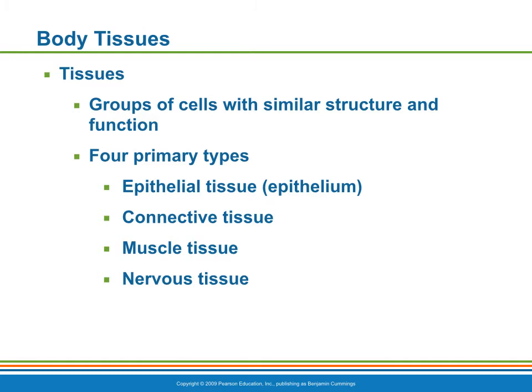Let's begin. Now, tissues are groups of cells that are similar in structure and function. And there are 4 primary types. That's epithelial, which is the covering, connective tissue, which provides support, nervous tissue, which supplies us with control, and muscular tissue for movement. Let's take a look at each of those.